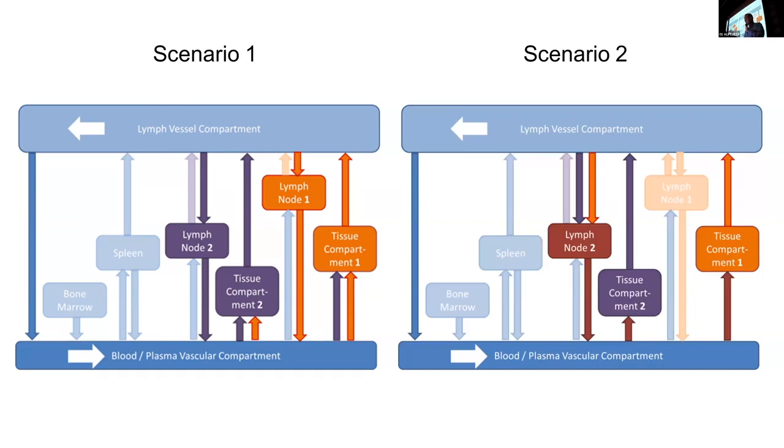In scenario 2, we have only one tissue, we have only one lymph node, and both compartments, the tumor compartment 1 and the host tissue compartment 2, are drained by the lymph vessel compartment to the lymph node 2.